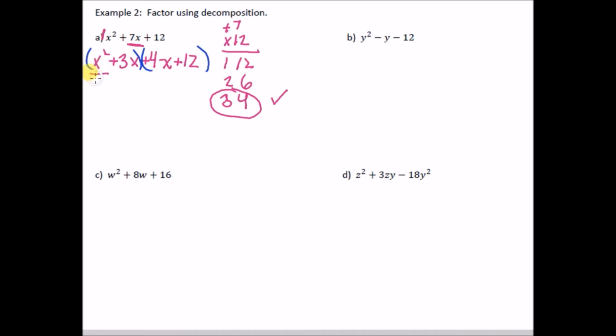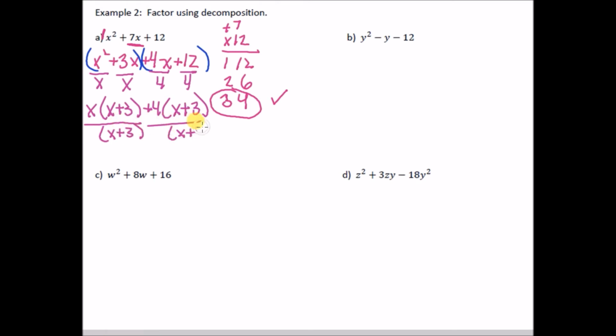Okay. We're going to divide out an x, and we're left with x plus 3. And here, 4x and 12, we're going to divide out a 4, positive 4. And we're left with x plus 3. In this case, our common factor is x plus 3. So let's write x plus 3 as our common factor, and we're left with x plus 4.